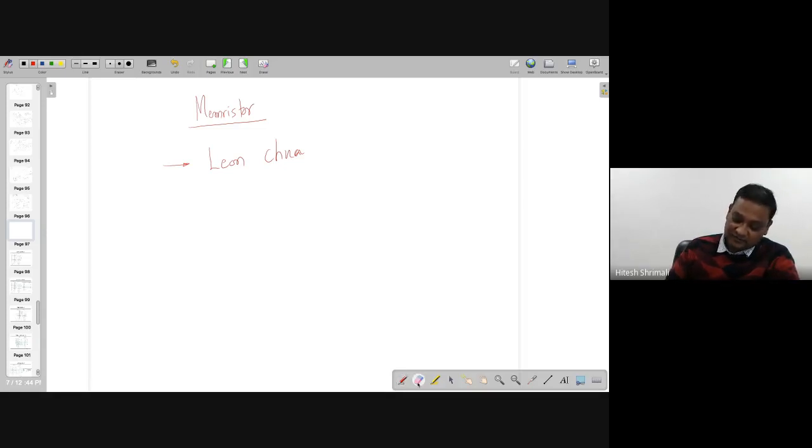Leon Chua gave the theory on the memristor almost in 1971. Let me check, it might be around that time. 71 was the time when he started. So 71 to 75, somewhere in this time. In this time, he was working on his PhD thesis, and his PhD thesis was the memristor. And he gave the mathematical description of how the memristor will look, or what was happening.